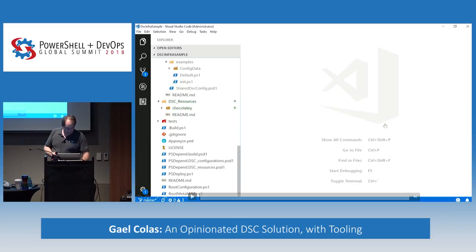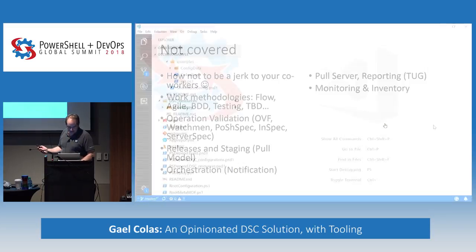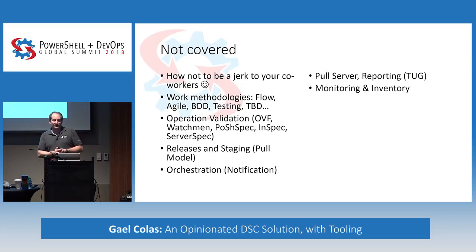I think that's it. So, not covered: honored to be a jerk to your coworkers. That's the second part of DevOps, according to Jeffrey.